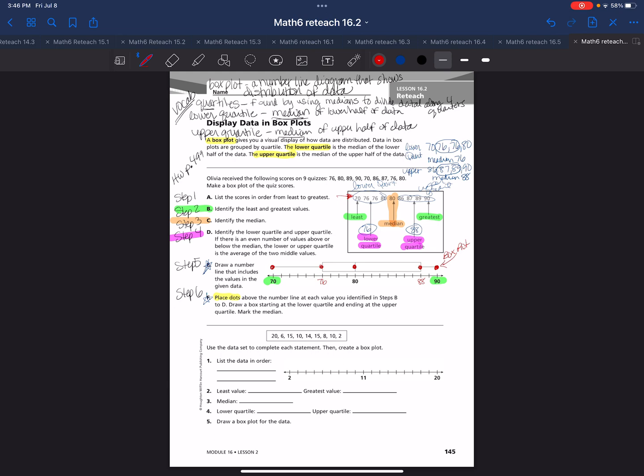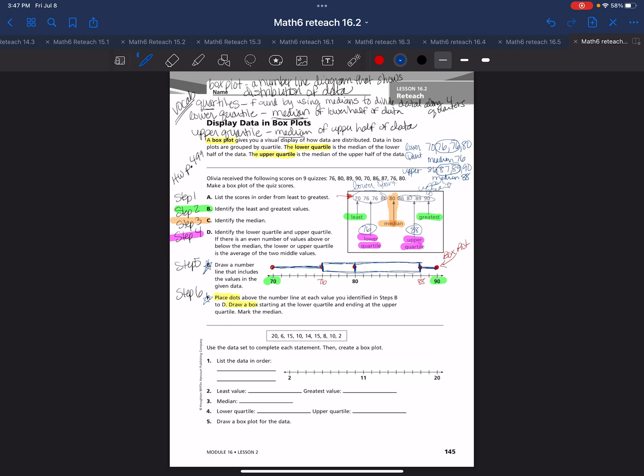So once I've done the dots, now I need to draw the box. When you draw the box, you need to make sure you start at the lower quartile here, go to the upper quartile, and draw a box. And then wherever the median is, I draw a straight line down. Then to the right of the upper quartile to the greatest, I need to extend a line here. And then from the lower quartile all the way down to the least value, I need to extend a line out there. And that's how you draw a box plot.